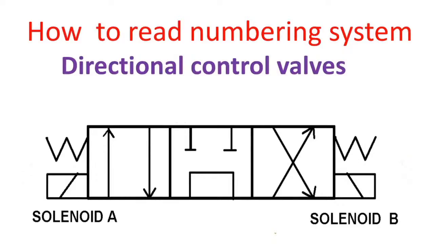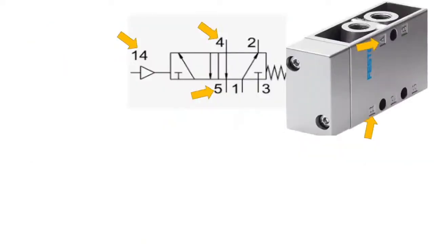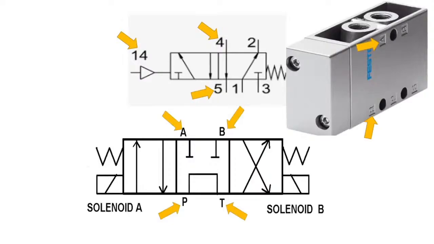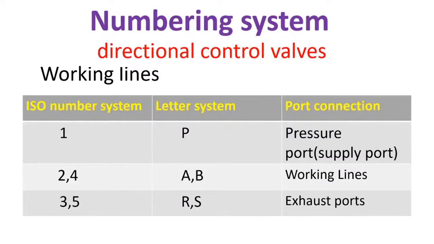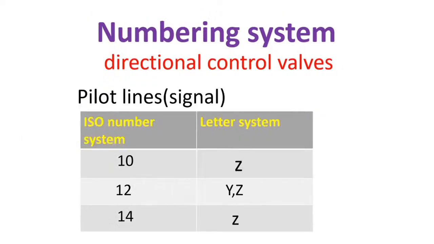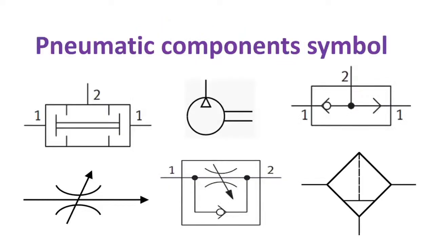Our next topic is how to read the numbering system of directional control valves. If your directional control valve uses numbers or letters for its port directions, here's the equivalent for the numbers and letters. Number 1 and letter P are the pressure port or supply port. Numbers 2 and 4, or A and B, are working lines. Numbers 3 and 5, or R and S, are exhaust ports. And for pilot lines or signals, 10 is equivalent to Z, 12 is equivalent to Y or Z, 14 is equivalent to Z. Now let's proceed to our pneumatic component symbols.